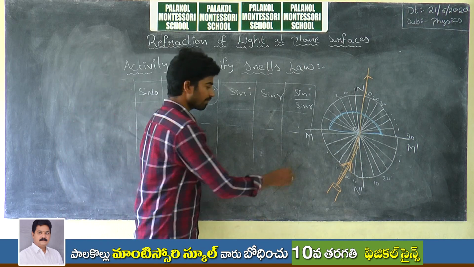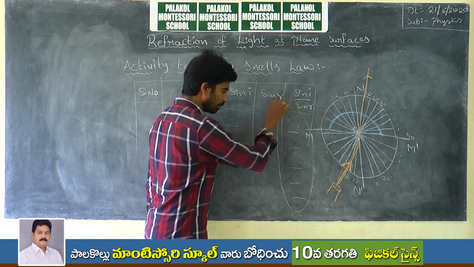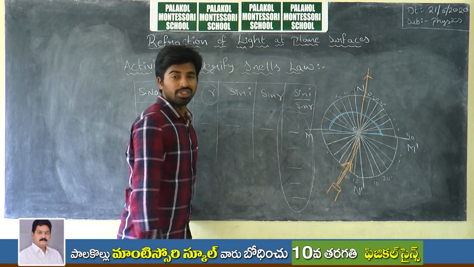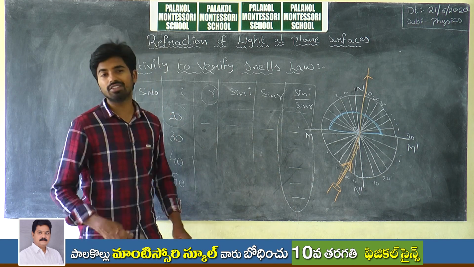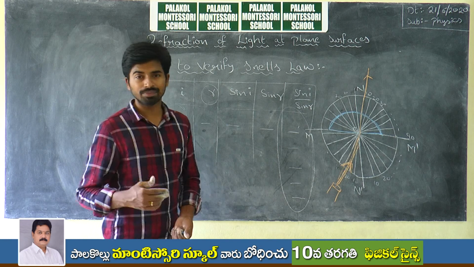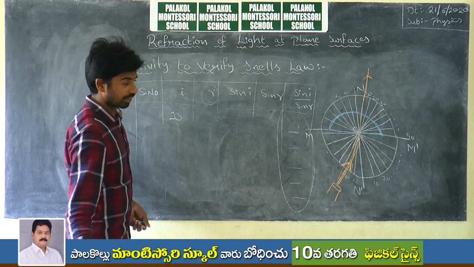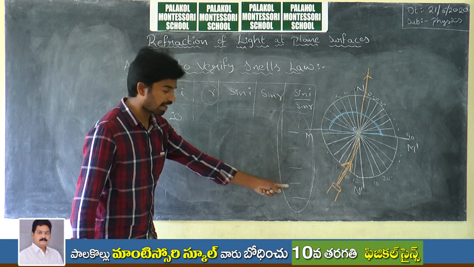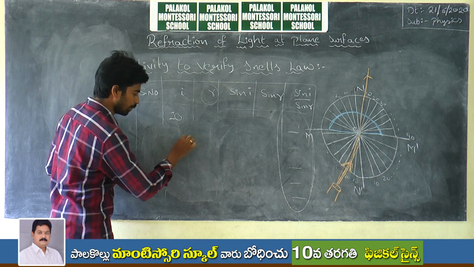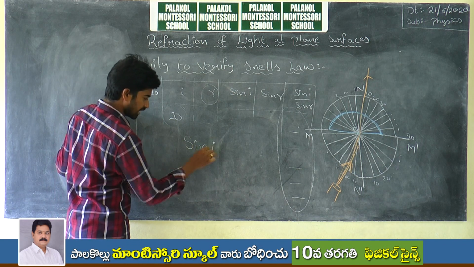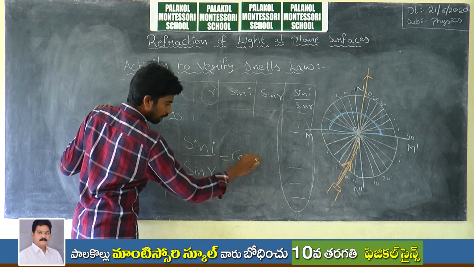If you calculate this ratio sin I by sin R, and observe the values in this column, this column contains a constant value. So what is the conclusion from this experiment? You will observe some constant values in this column. So what is this column? Sin I by sin R is equal to constant. From this experiment, you will know that sin I by sin R is equal to a constant.